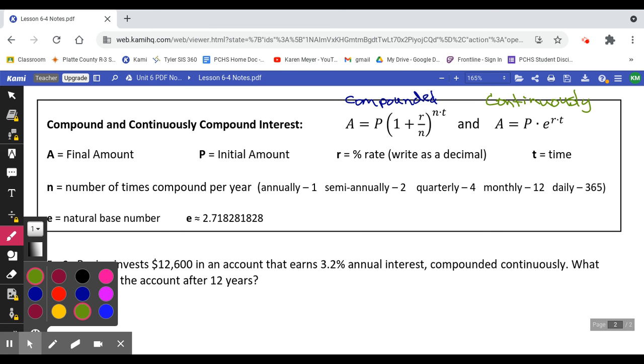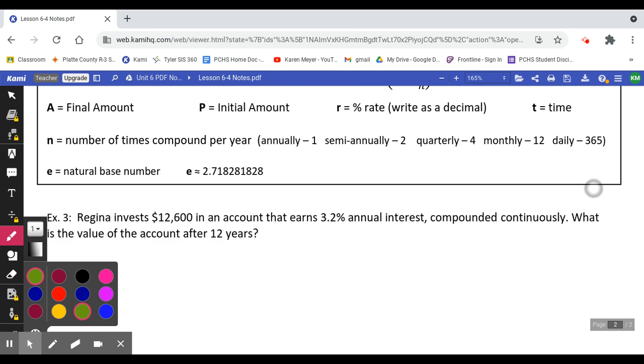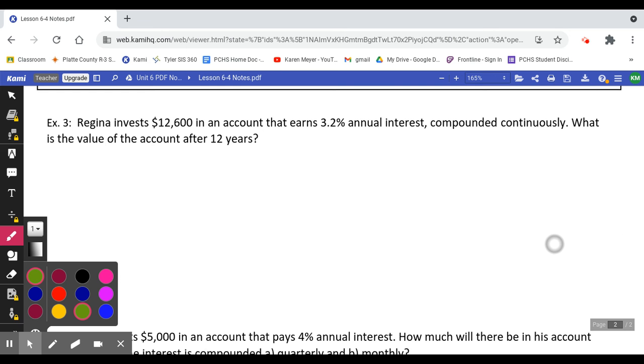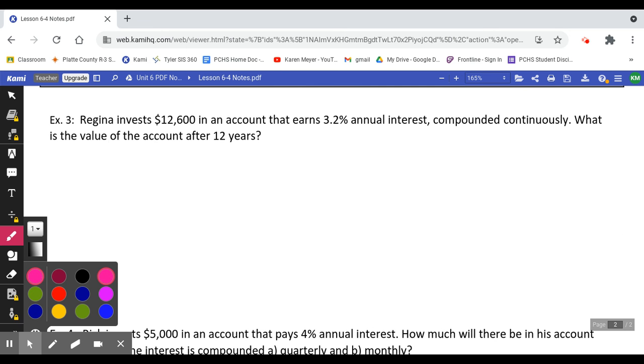The continuous formula is A equals P times e raised to the r times t. So once again, we're looking for keywords in the problem. If I look at my first example, I'm going to notice that it says the keyword compounded continuously. So compounded continuously is the A equals Pert, or what I call the Pert formula.